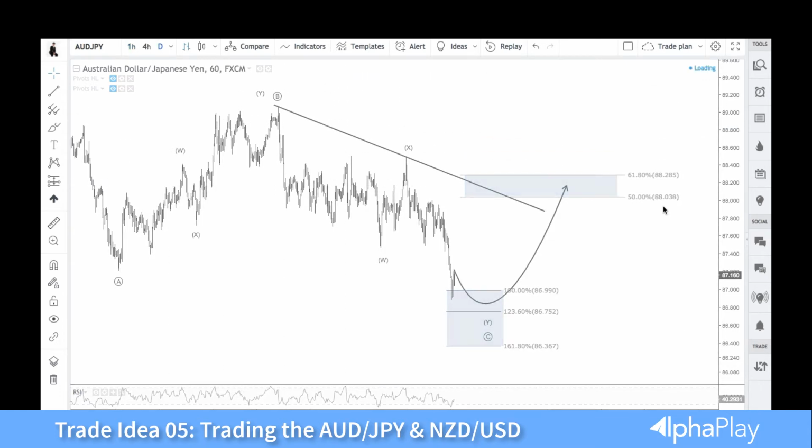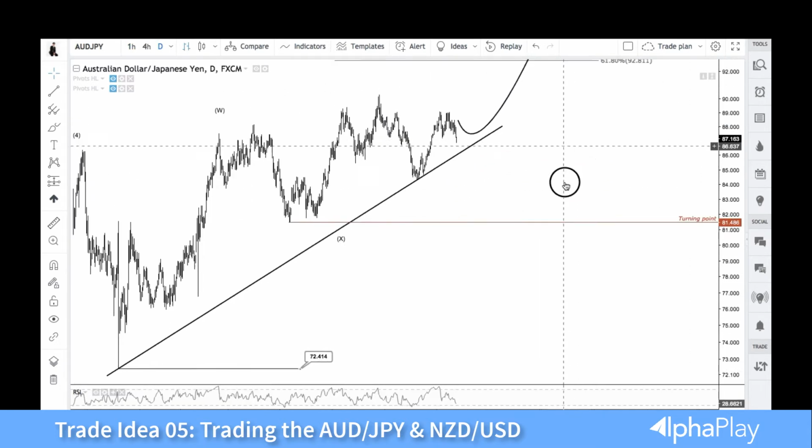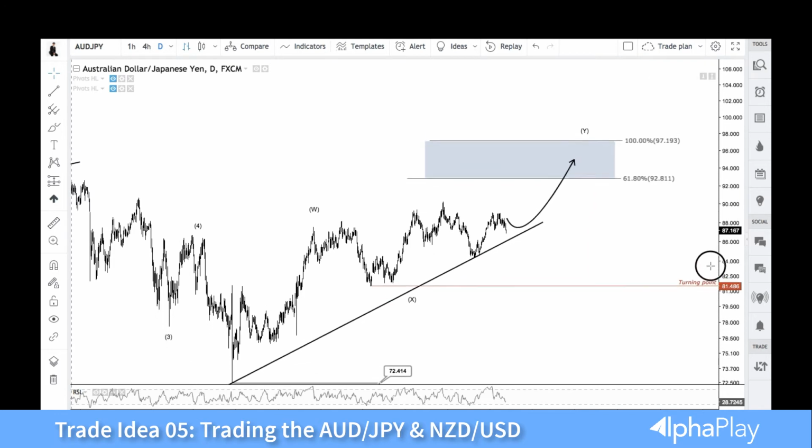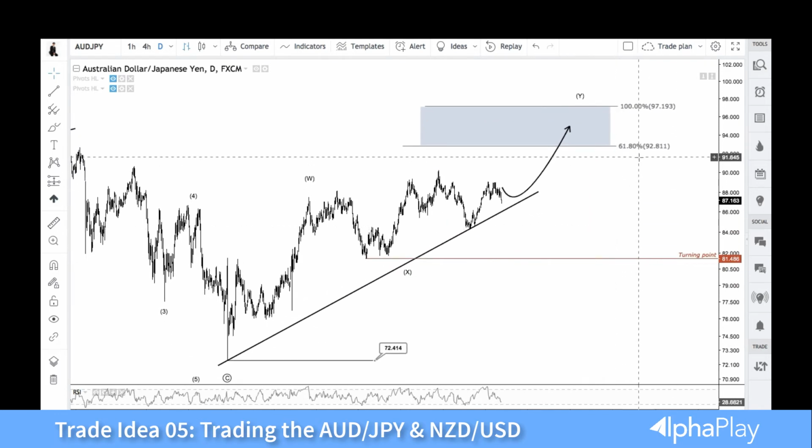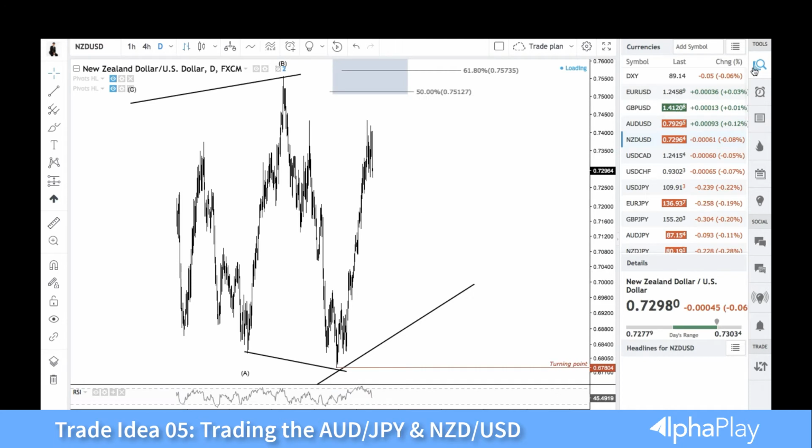For those of you who managed to catch this and would ride on the daily perspective towards 92.81, that will be a good trade to ride as well, because if you're longing the Aussie Japanese yen, you'll be carrying a positive swap. For those who have not entered on this trade, I would urge you not to jump into it. But let's take a look at the New Zealand dollar.